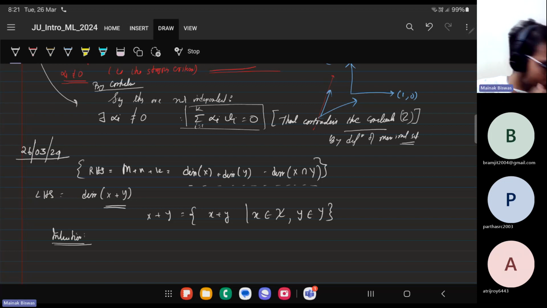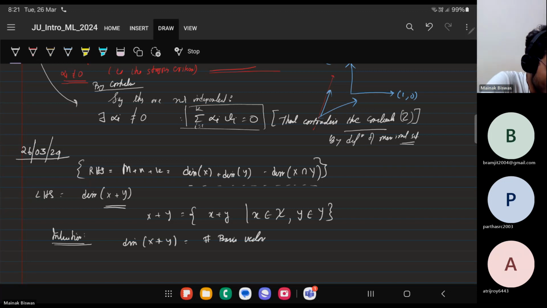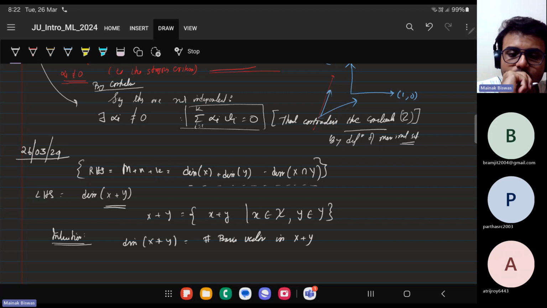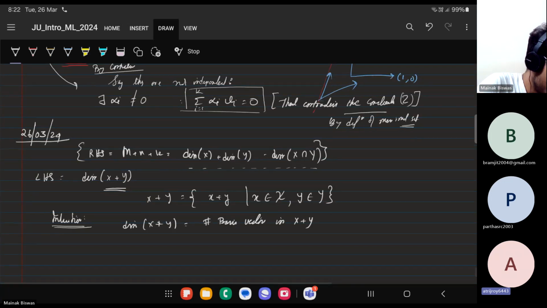So dimension of X plus Y has to be the number of basis vectors in X plus Y? Yes or no? Yes. So tell me, what should be the form of the basis vectors of X plus Y? Like it should be the span of BX union BX intersection Y union BY, very good, and then we will add up. So this is the intuition.